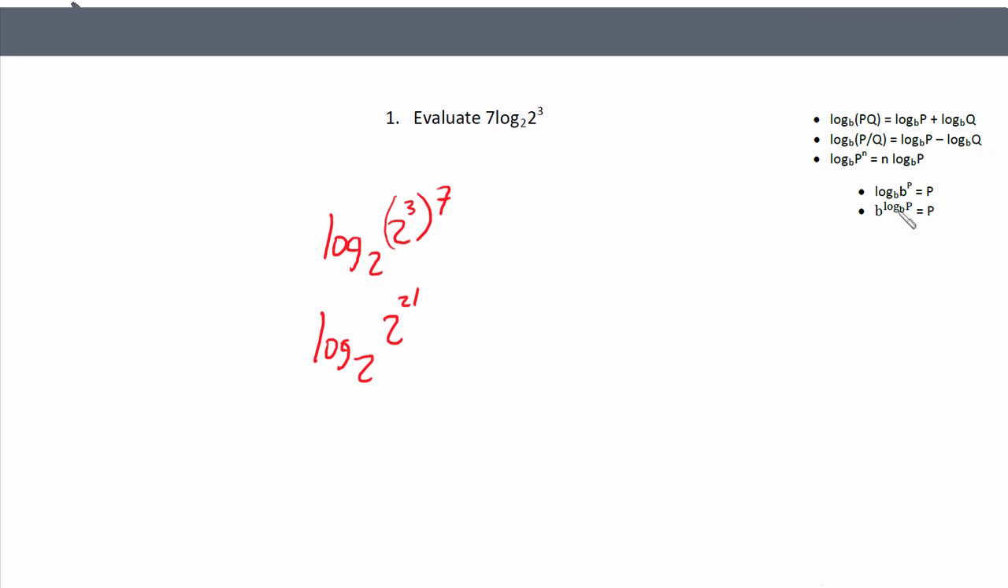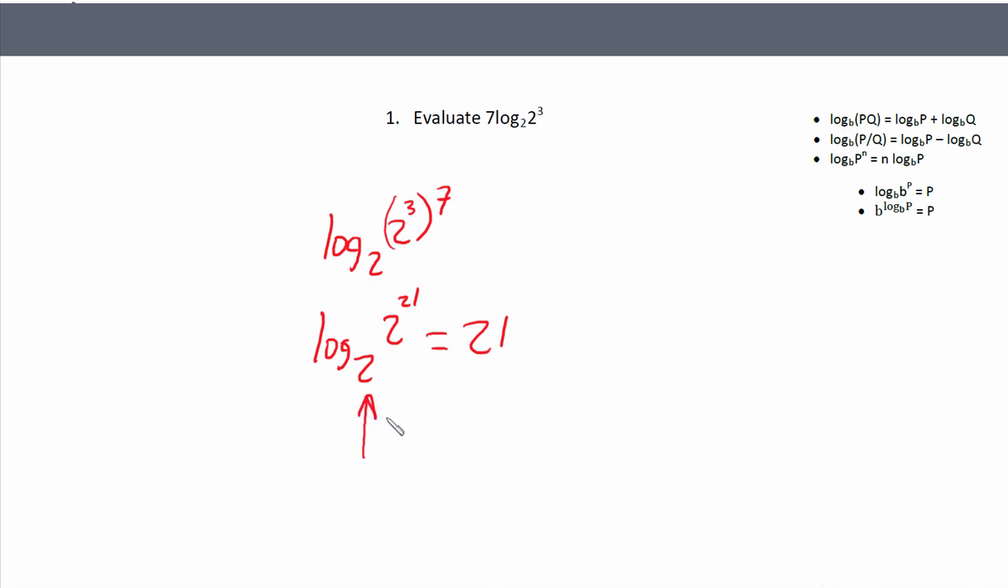And then you apply this property right here. And notice that we'll just be left with the exponent. Well, the exponent here is 21. So this equals 21. And we're done. Because log base 2 and then 2 raised to any power is just the power. Notice the pattern is the base of the logarithm is 2. The base for the exponent is the same. It's also 2. So you're just left with that value.